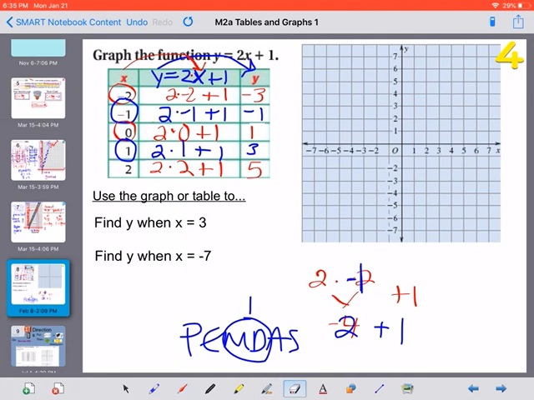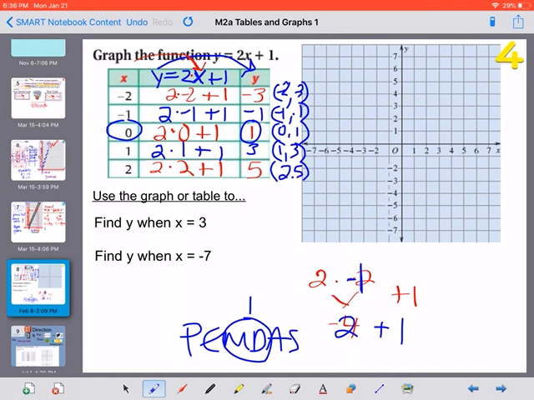So we have our x and y coordinates. Each of these represents a point. X is -2, y is -3, and then for example this one is -1, -1. Here we have 0, 1. Here we have 1, 3, and 2, 5. X, y. If you don't need to write them out and you can see it just from the table, that works too. So let's plot our points.